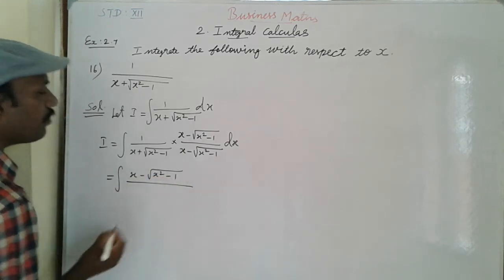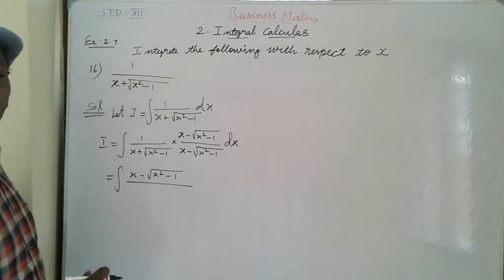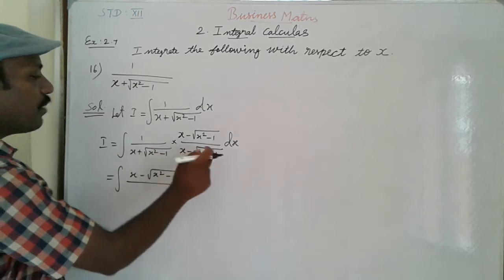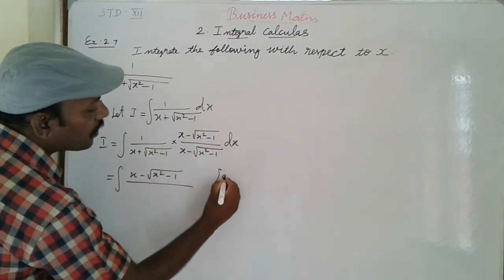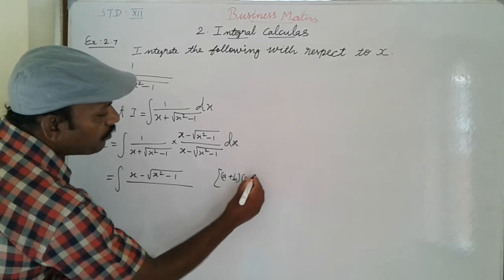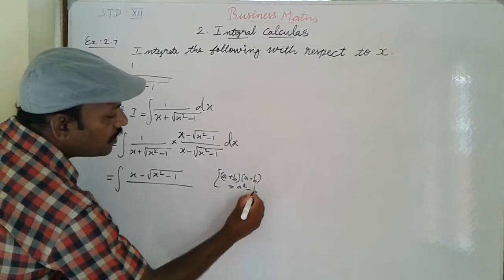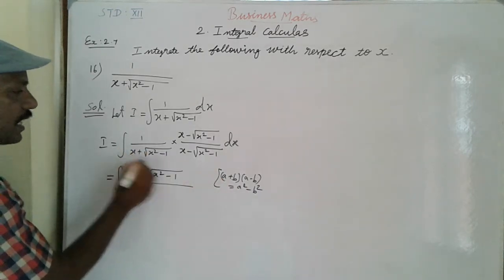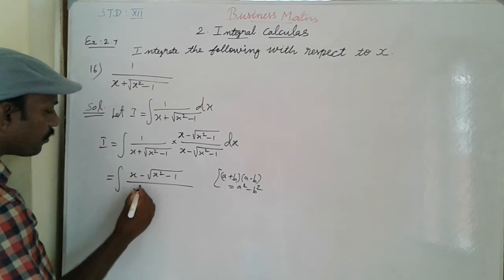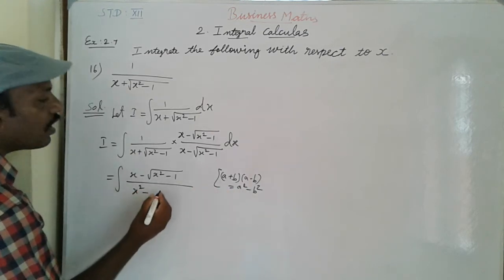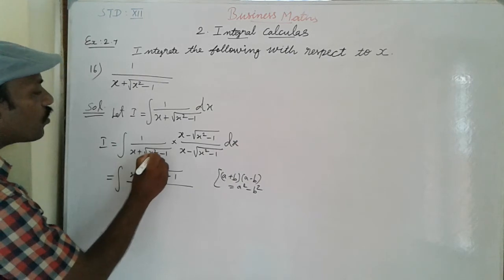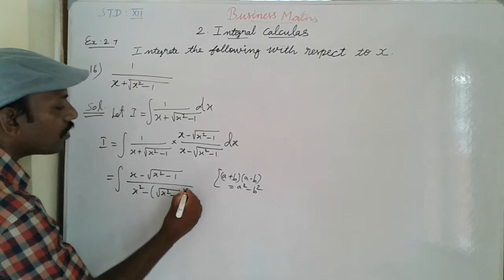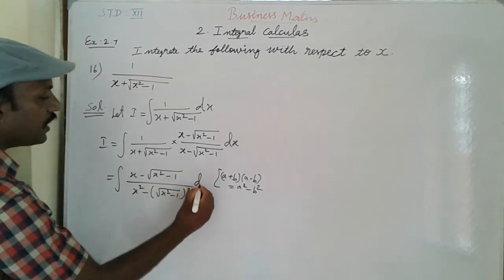In the denominator, x square minus 1, it is a plus b into a minus b form. A is x, b is the root of x square minus 1. We know that the formula a plus b into a minus b equal to a square minus b square. So we should substitute this formula here. A square is x square, minus b square. B is root of x square minus 1, whole square, into dx.